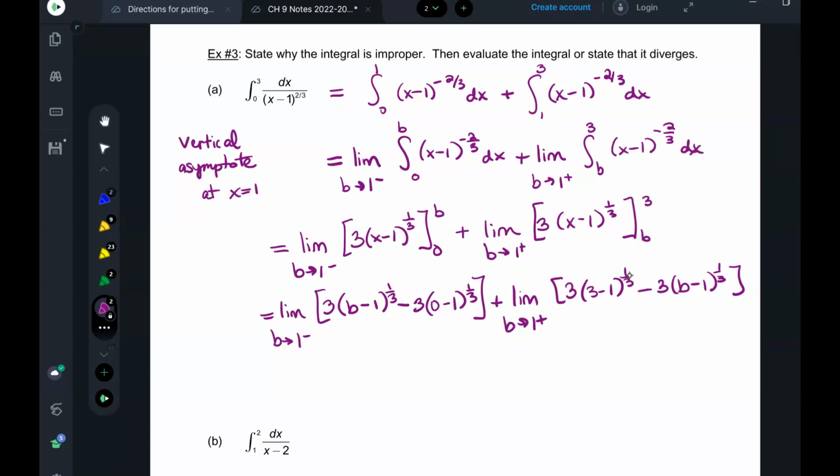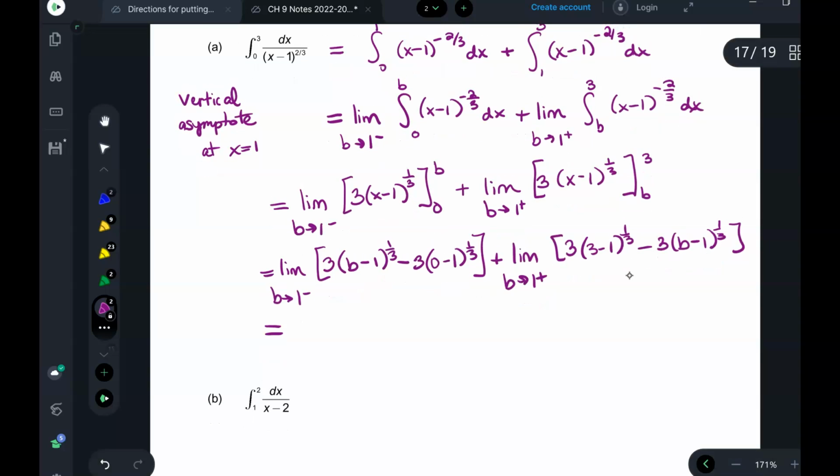Okay, so let's see, as b approaches 1 from the left, so that'll be 3 times 0, right? And the next part, that's going to be negative 1 to the 1/3 power. So that's just going to be negative 1, and then you have a negative 3 out in front, so that's going to be plus 3.